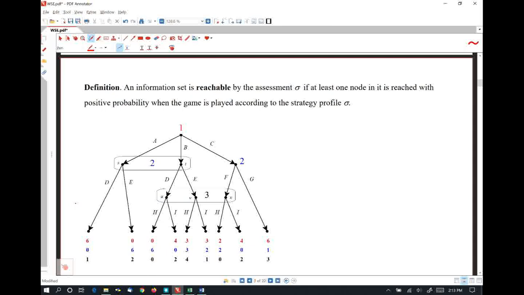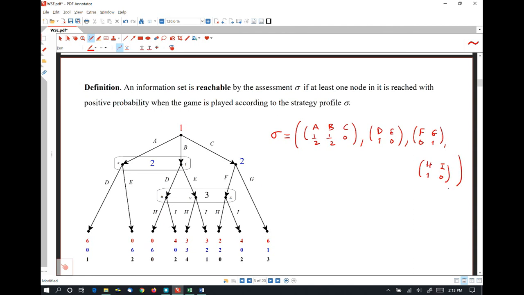Okay. So suppose I take the strategy profile sigma, where player 1 plays A with probability 1/2, B with probability 1/2, and C with probability 0. Player 2 plays, say, D with probability 1, E with probability 0 at the left information set, and plays F with probability 0, G with probability 1. And finally, player 3 chooses H with probability 1 and I with probability 0.